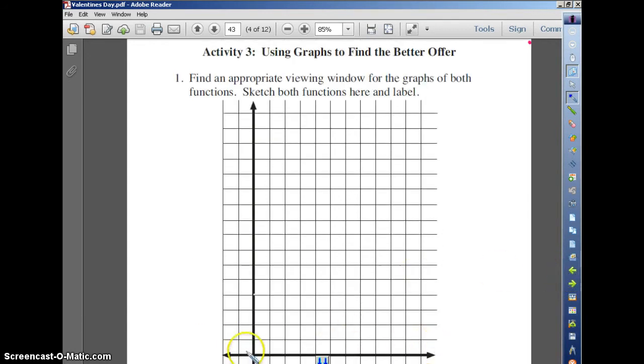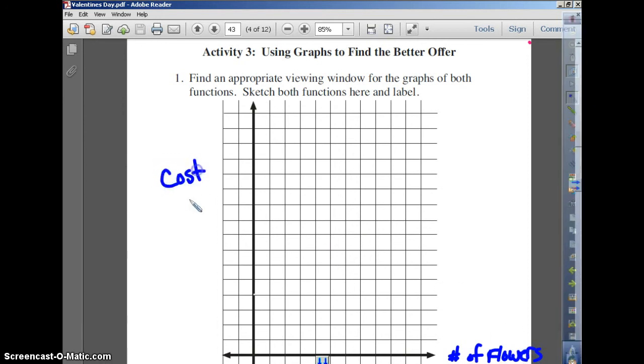The x-axis is always your independent variable and your y-axis is always your dependent variable. Well, in this situation, the cost that they're going to charge us depends upon how many flowers we order. So on our x-axis, we're going to label our x-axis number of flowers. How many flowers are we buying? And then this axis is going to be cost in dollars. And I want you to start at 0 flowers and $0.